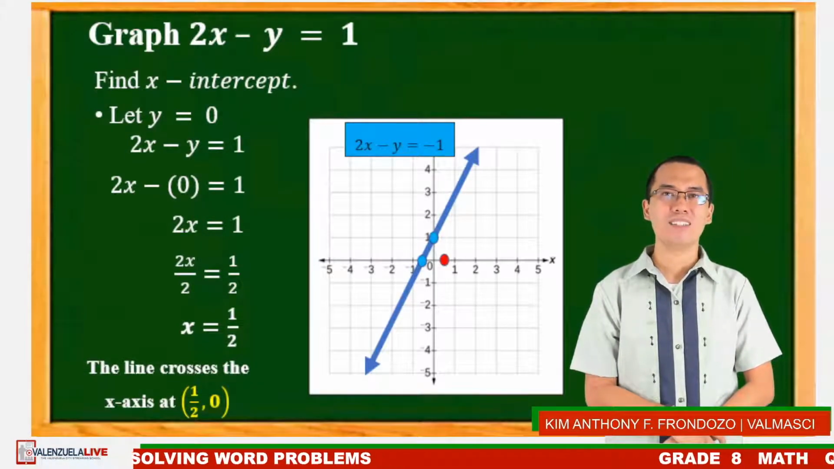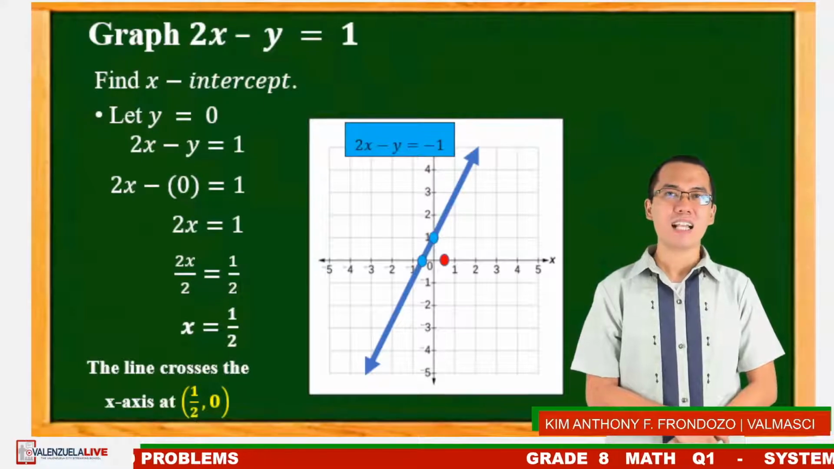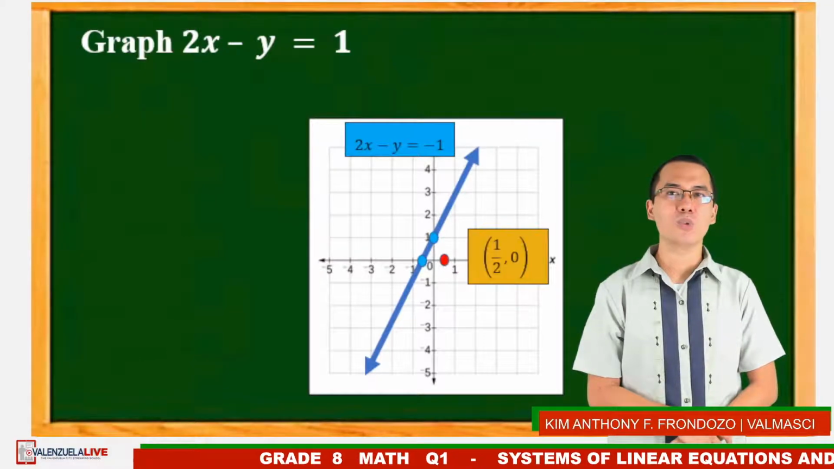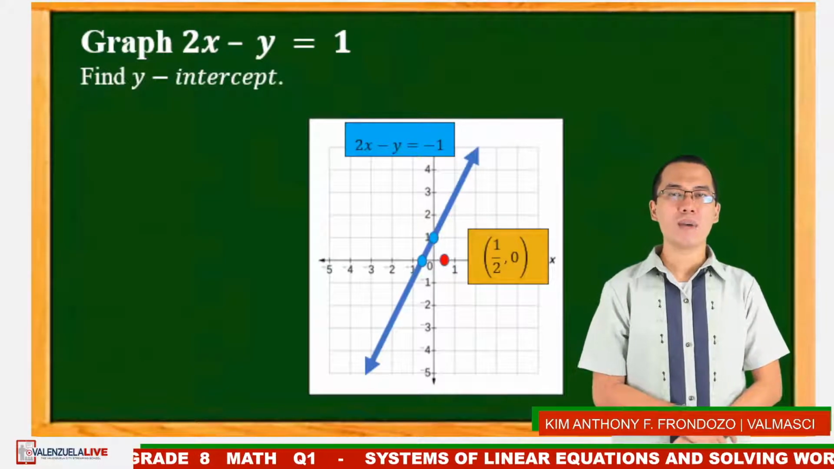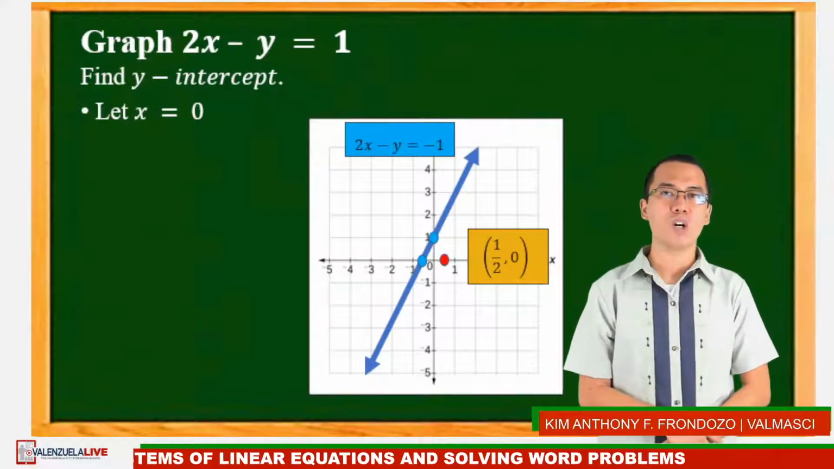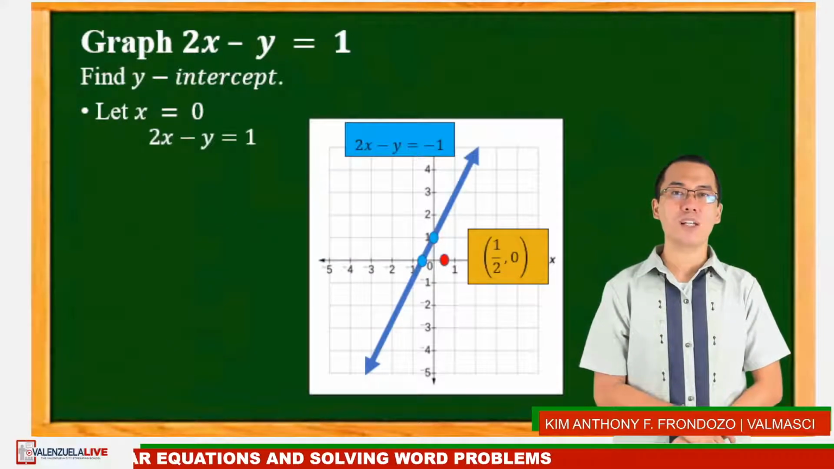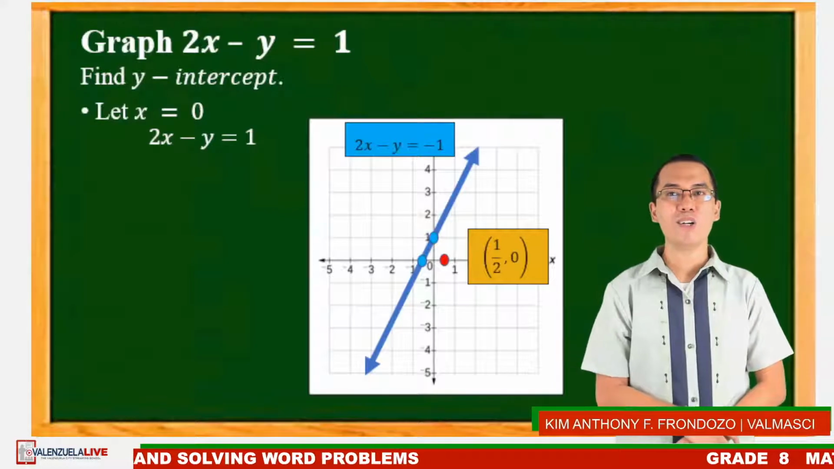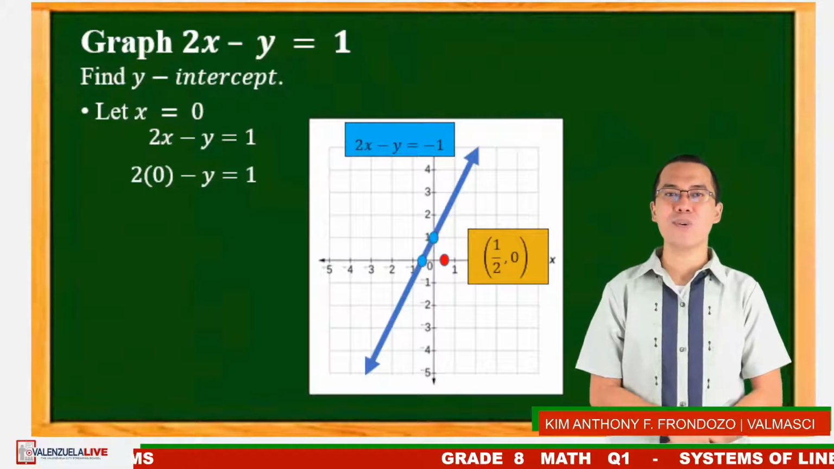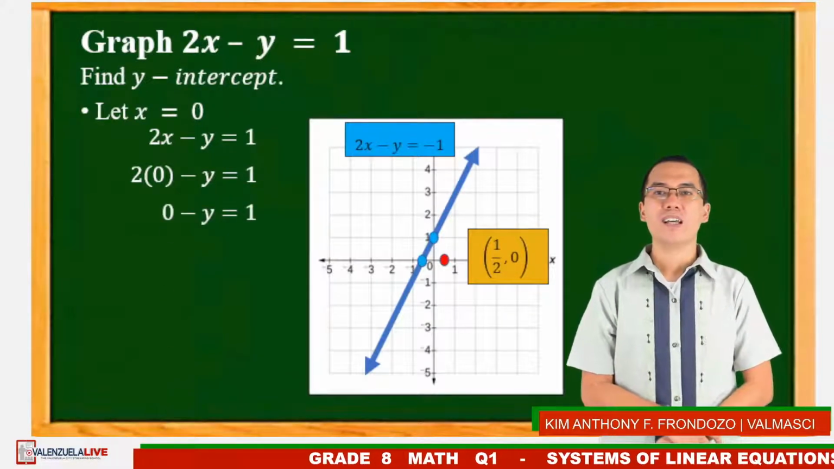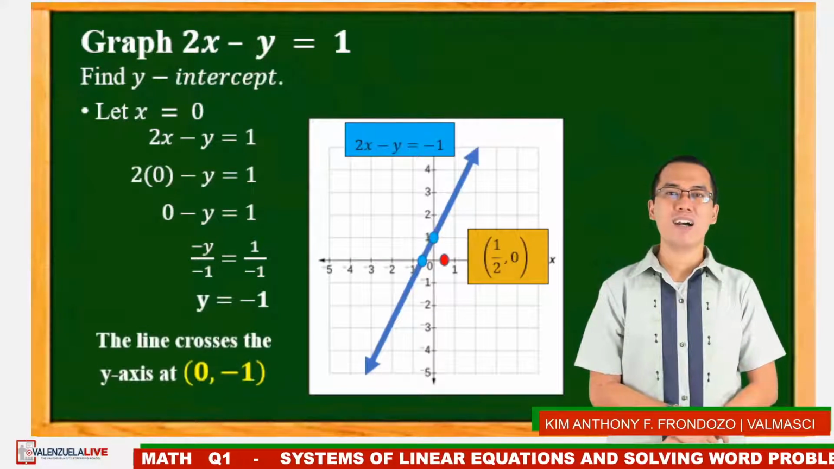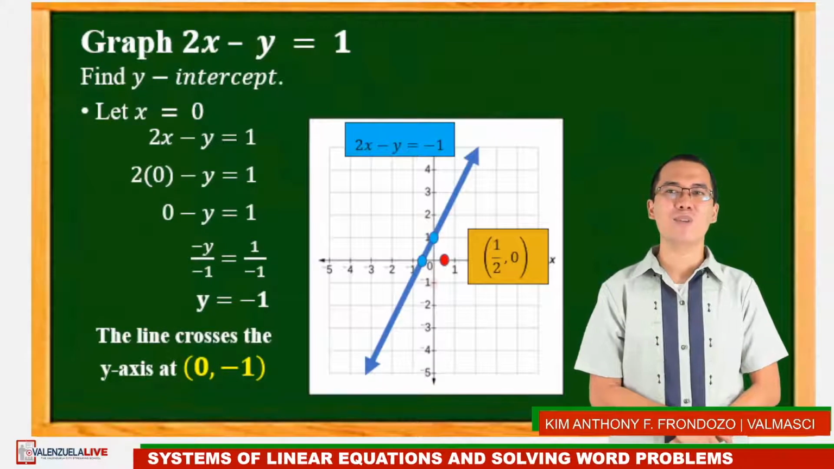We need to plot the point on the Cartesian plane. Next is to solve for the other point by finding the y-intercept. We let x be equal to 0. So we'll have 2x minus y equals 1. So by substitution, 2 multiplied by 0 minus y equals 1. We'll have 0 minus y equals 1, dividing both sides by negative 1. So y equals negative 1. So the line crosses the y-axis at 0, negative 1. Then we plot the other point on the Cartesian plane, connect the 2 points, and name the line 2x minus y equals 1.